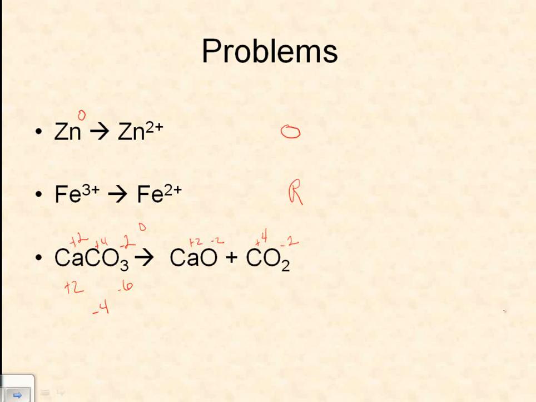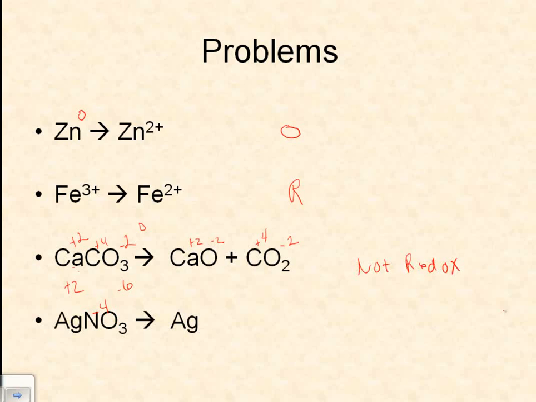So let's take a look and see what we can identify in terms of what's been reduced or oxidized. Calcium does not change, so it's not involved in the redox. Carbon goes from +4 to +4, no change there. And oxygen goes from -2 to -2. So this is not a redox reaction. There's no change in charges as we go from left to right in the reaction.